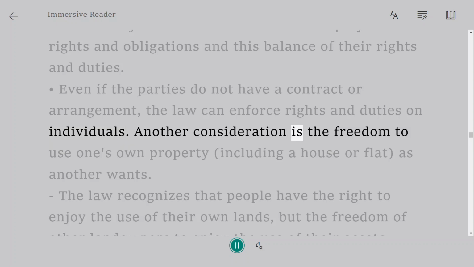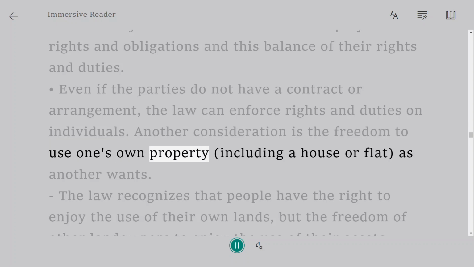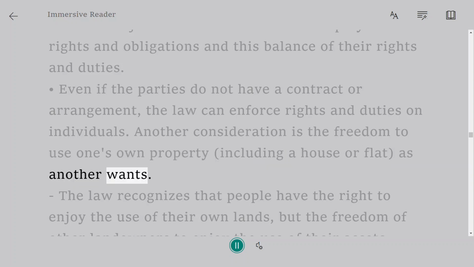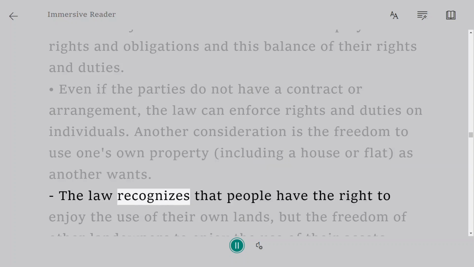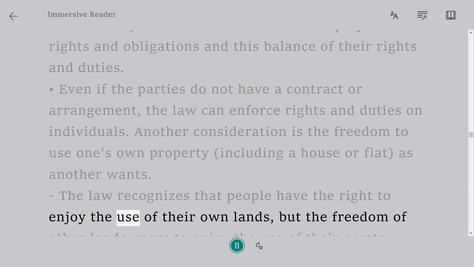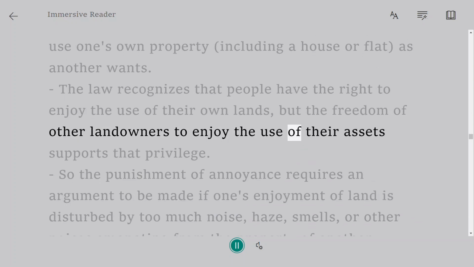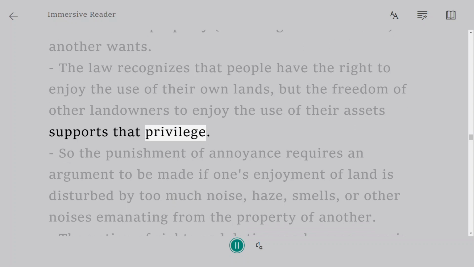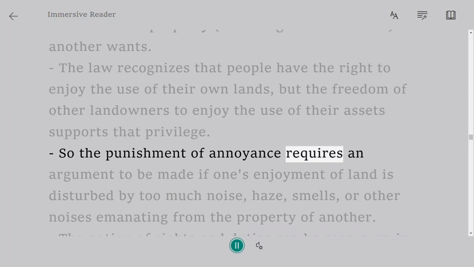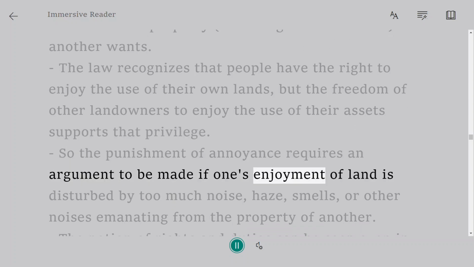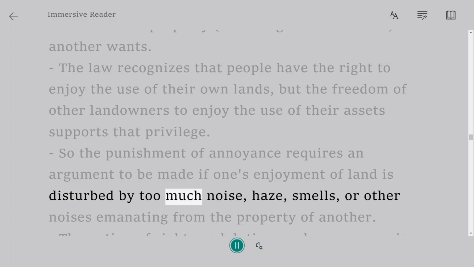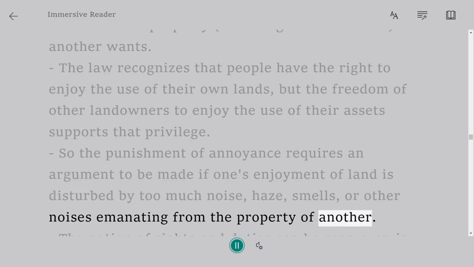Another consideration is the freedom to use one's own property, including a house or flat, as one wants. The law recognizes that people have the right to enjoy the use of their own lands, but the freedom of other landowners to enjoy the use of their assets supports that privilege. So the tort of nuisance requires an argument to be made if one's enjoyment of land is disturbed by too much noise, fumes, smells, or other disturbances emanating from the property of another.